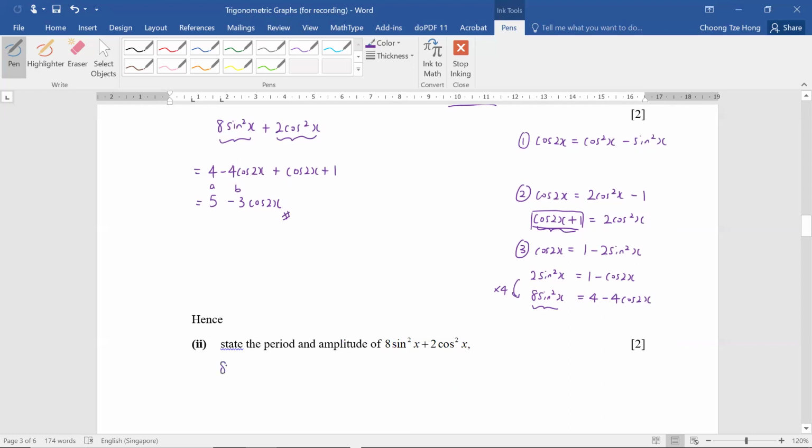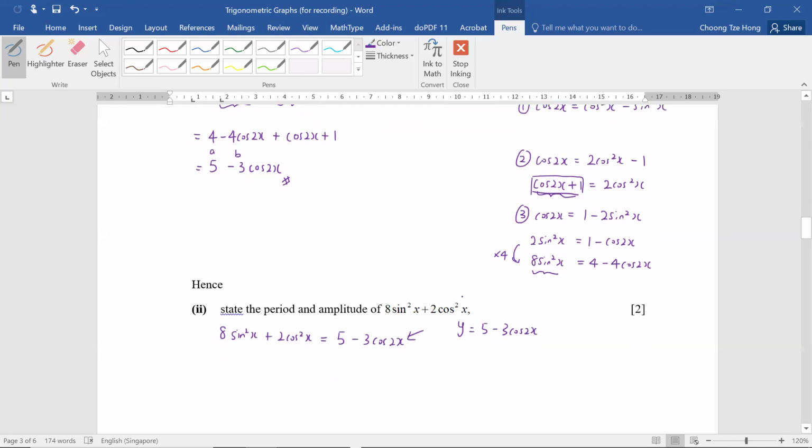Okay, so we have already expressed 8 sine square x plus 2 cosine square x in the form of this 5 minus 3 cosine 2x. So in other words, they're asking you if you were to draw this graph, y equals to 5 minus 3 cosine 2x, then what is the period and the amplitude? Right, so we know that for period, where we will look at is this number over here.